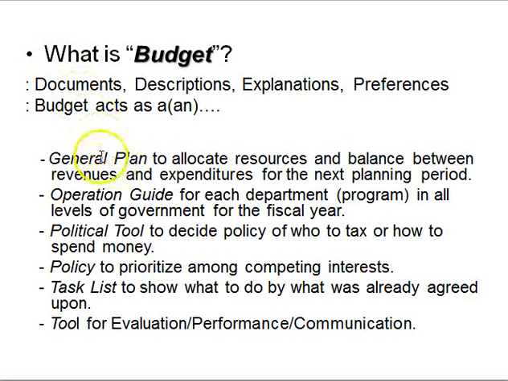So before turning to another aspect, we can think about what a budget is. A budget means documents or descriptions and explanations of the preferences, citizens' needs, and public policy or public programs. So a budget acts as a general plan to allocate resources and balance between revenue and expenditure, of course, and it can be an operational guide for each department or each program at all levels of government for the fiscal year. And it can be a political tool to decide who to tax or how to spend money, right?